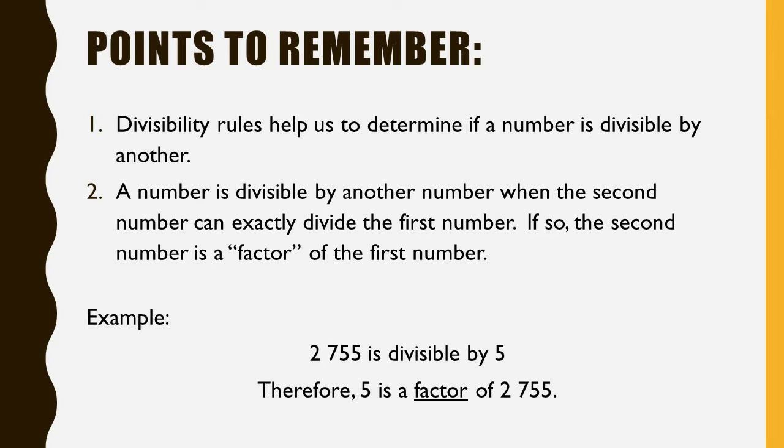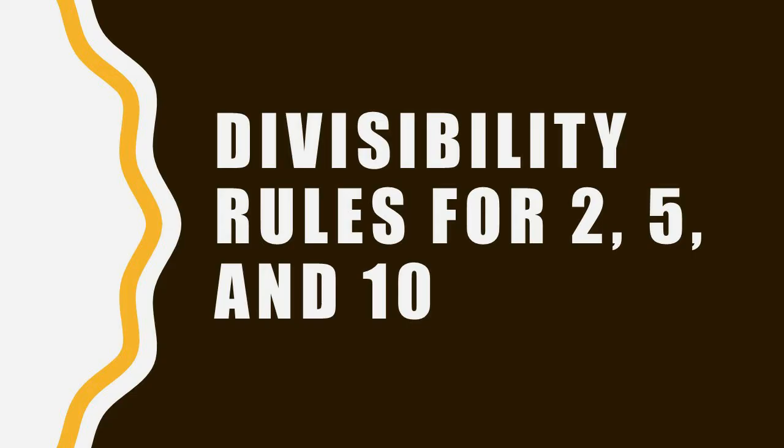A number is divisible by another number when the second number can exactly divide the first number. If so, the second number is a factor of the first number. For example, 2,755 is divisible by 5. Therefore, 5 is a factor of 2,755. Let us know the divisibility rules for 2, 5, and 10.